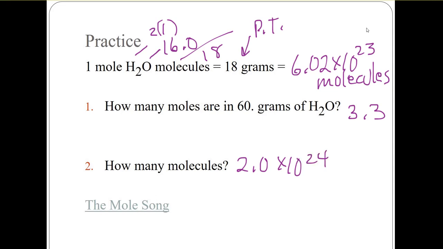Okay. So looking at this, you're going to start with the 6 grams or the 60 grams. You're going to cancel out grams by putting grams down below. And on the top, we're changing it to moles.